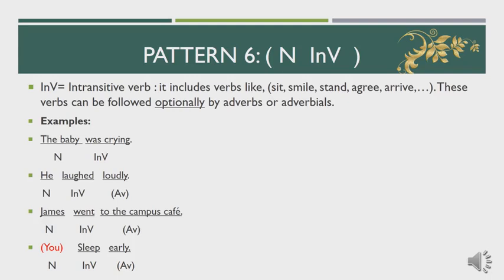James went to the campus cafe. In this sentence, went is the verb. After went, we have to the campus cafe, which is an adverb of place. It is optional. Here, went is an intransitive verb because it is not followed by an object. James is N, went, intransitive verb. The pattern is pattern number 6.